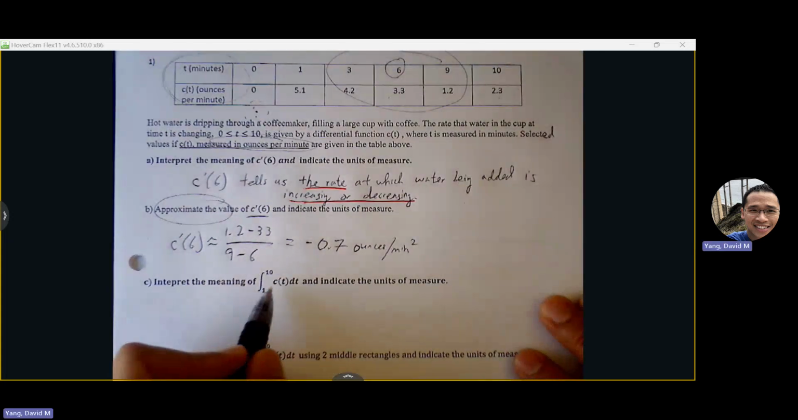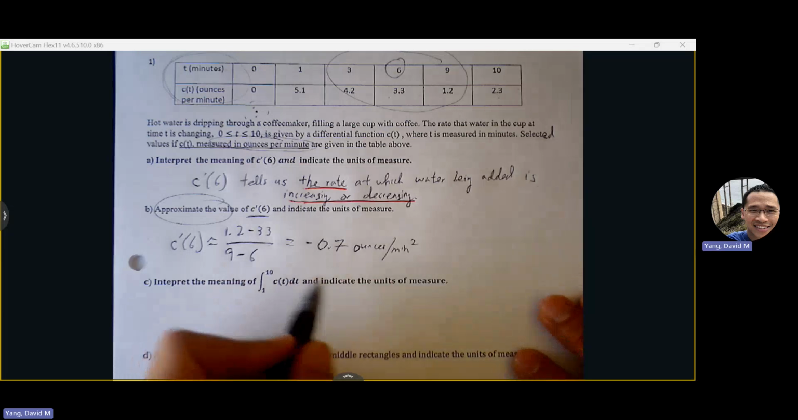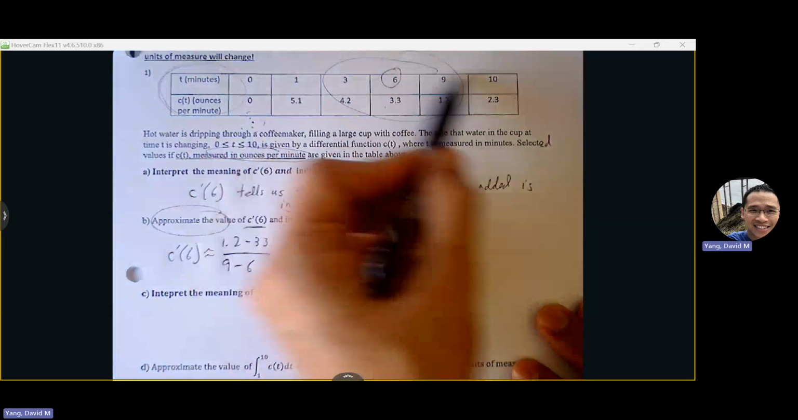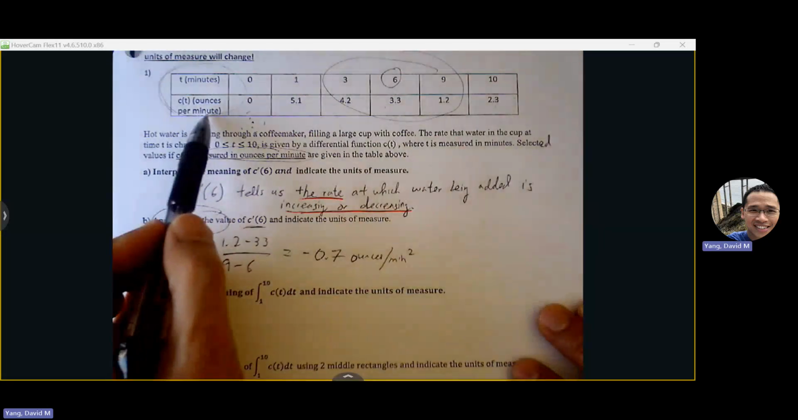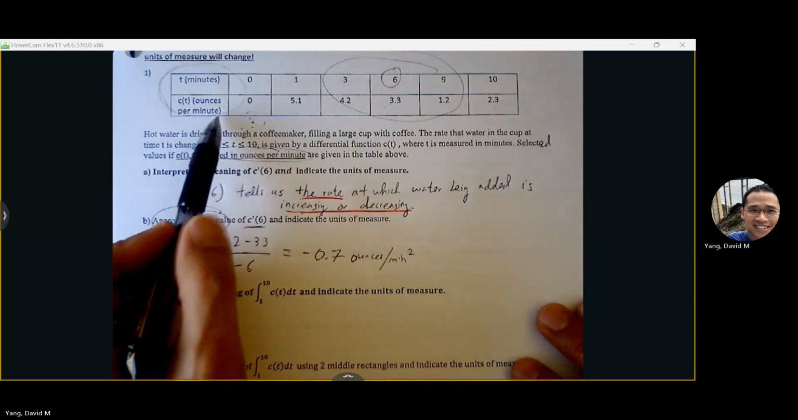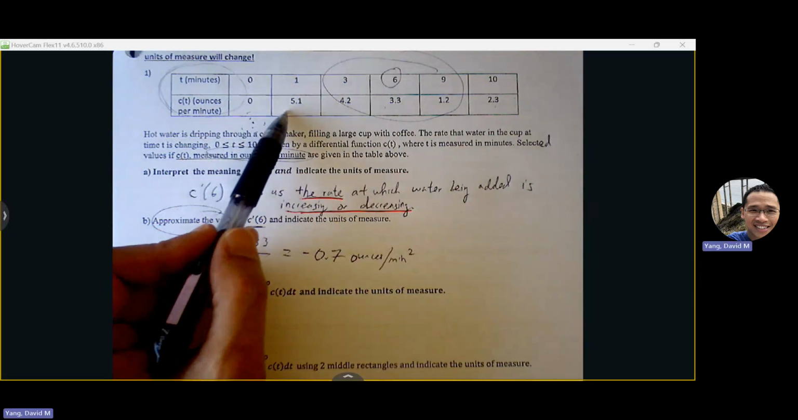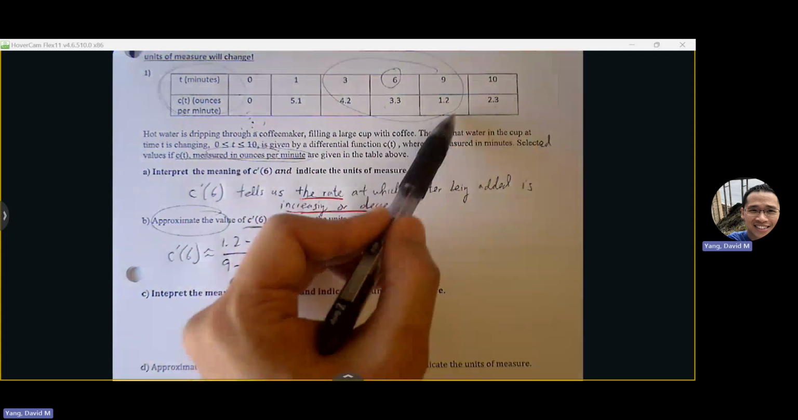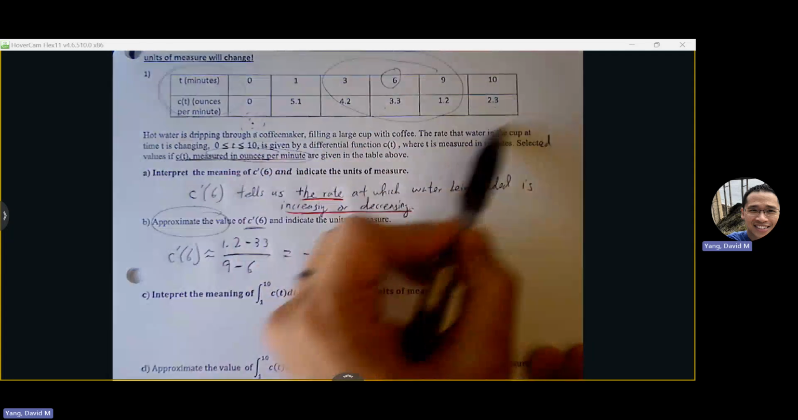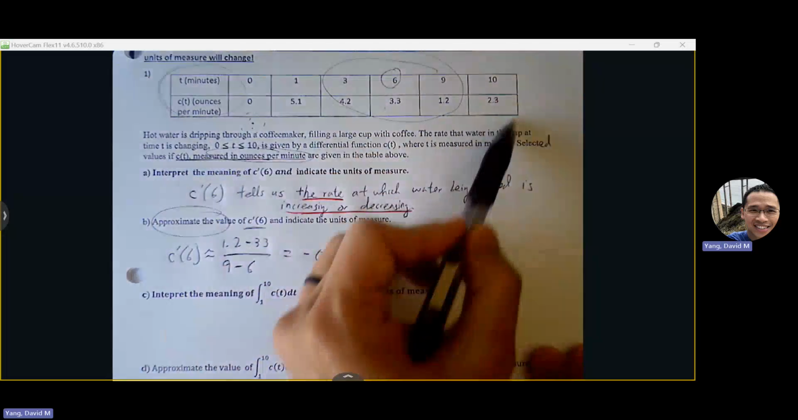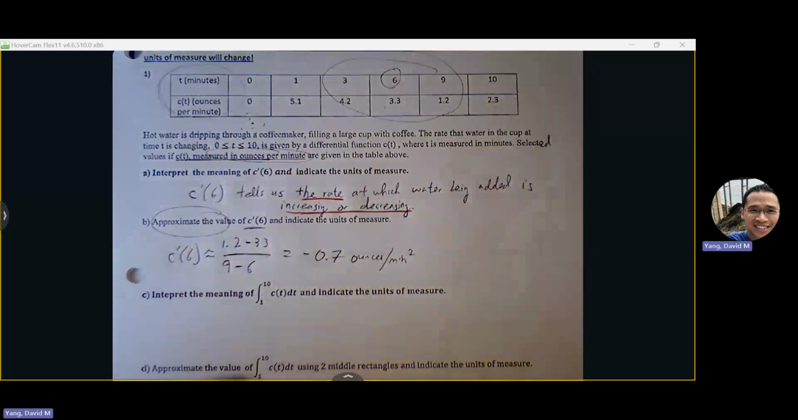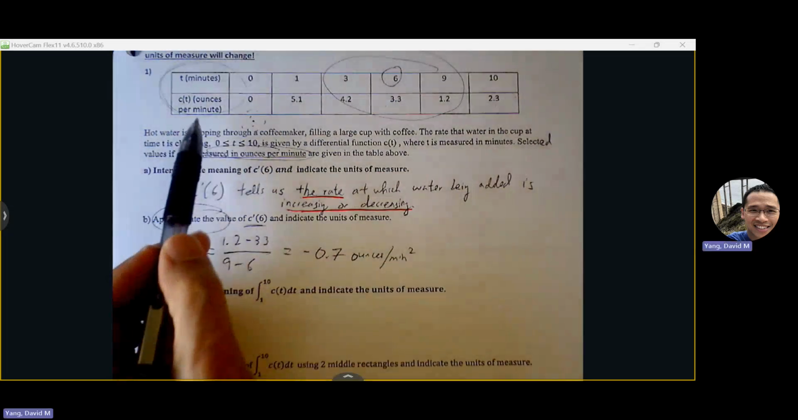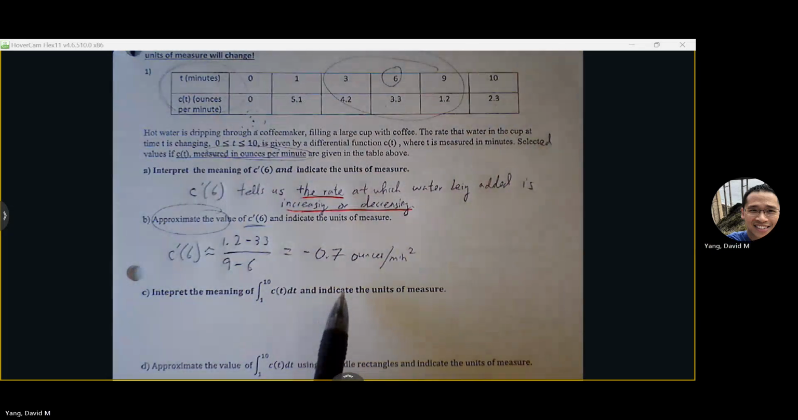Okay, part C, interpret the meaning of the definite integral of c of t dt and indicate the units of measure. So we're basically accumulating all these together. If we know that in the first minute it's 5.1 ounces per minute, and then 4.2 and 3.3, 1.2 and 2.3, if we add all these together, if we find the area under this, then what information are we going to get?